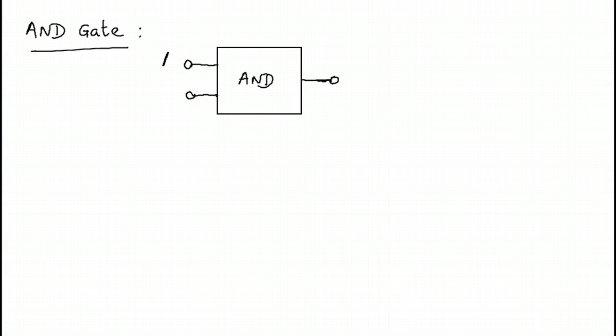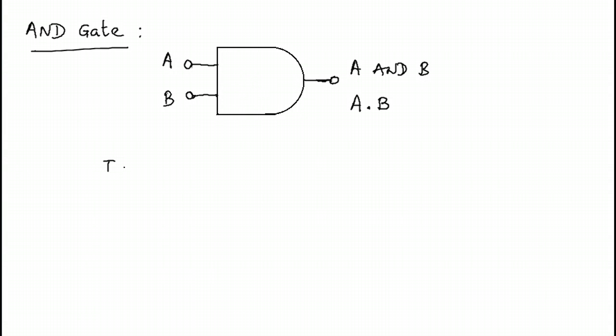Let the inputs be A and B. The output, of course, is going to be A and B. Note that A and B is sometimes written as A dot B, where the dot stands for AND. Also, instead of drawing a box with the word AND written inside, we will use the universally accepted standard symbol for an AND gate, and this symbol looks like this.